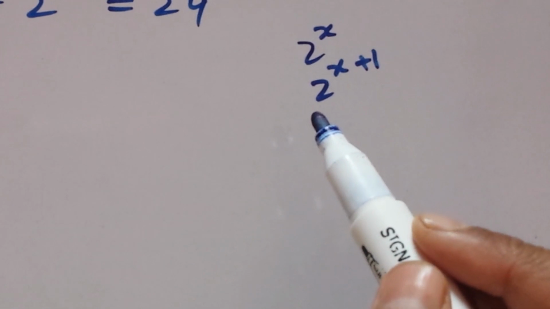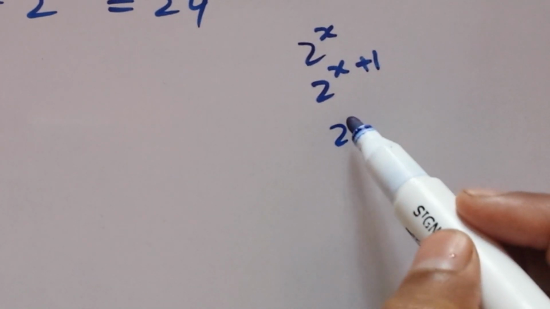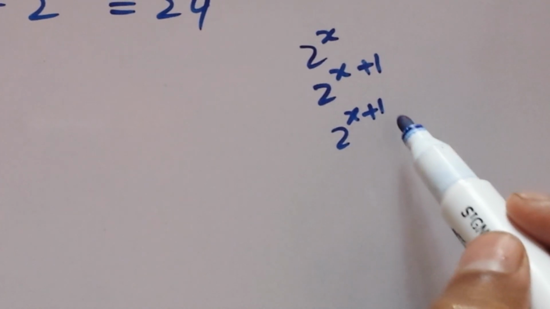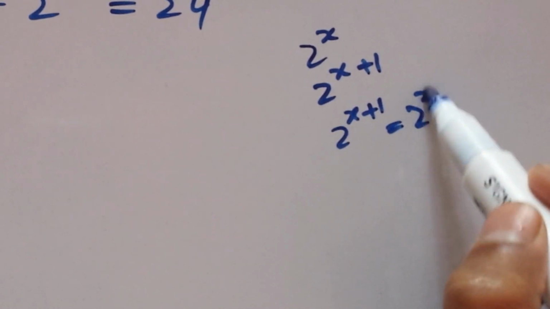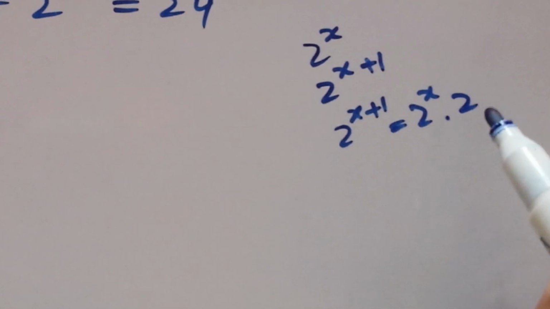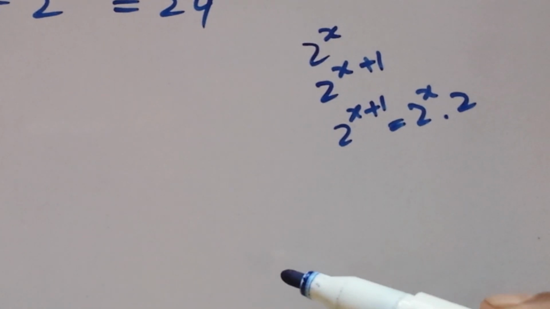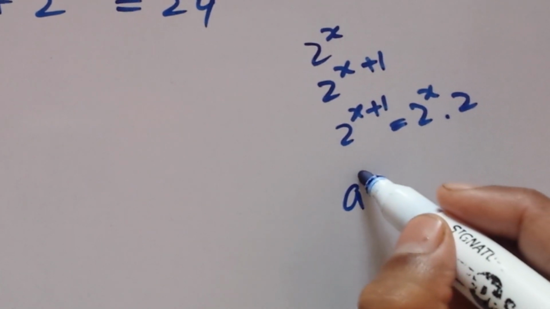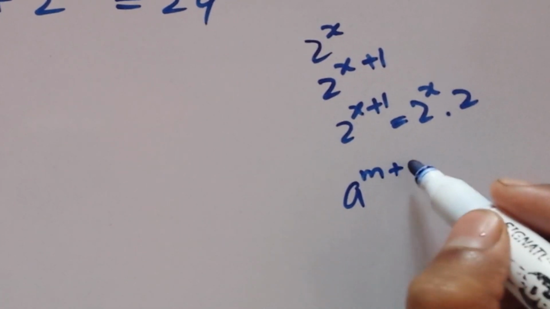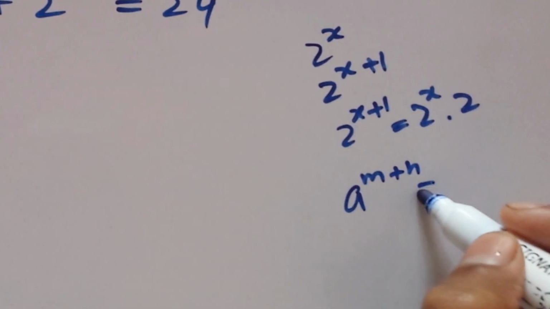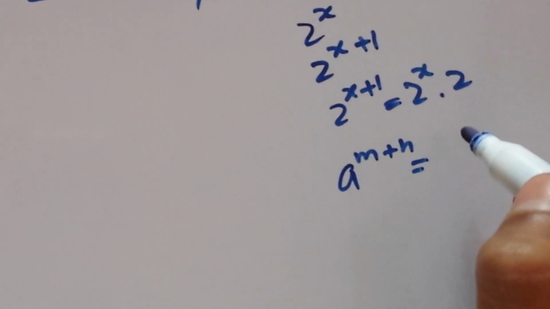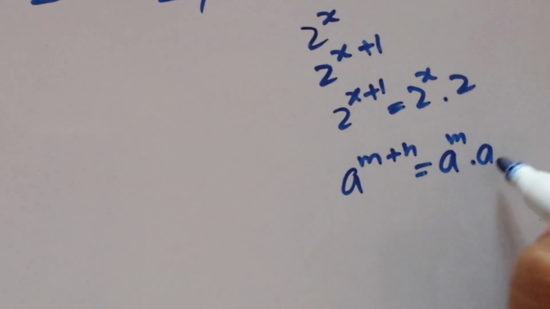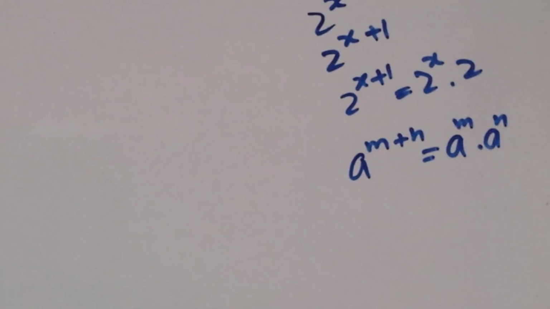They are related because 2 to the power x plus 1 equals 2 to the power of x times 2. This is a key exponent rule. So a to the power of m plus n equals a to the power of m times a to the power of n.